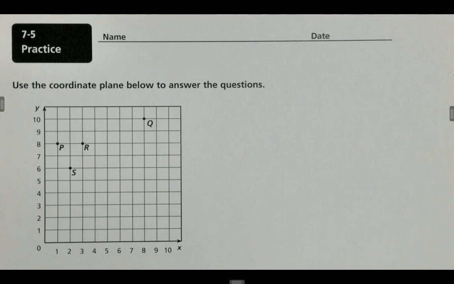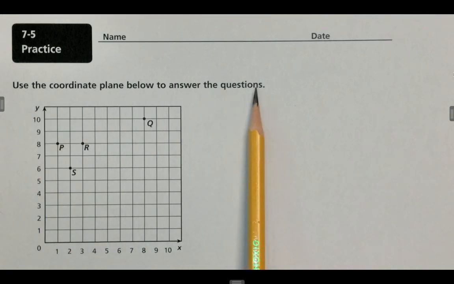Lesson 7.5, the coordinate plane. The directions say use the coordinate plane below to answer the questions.